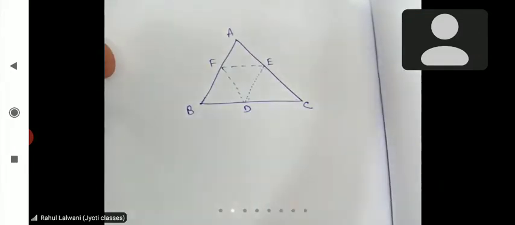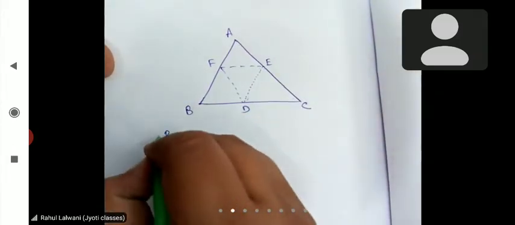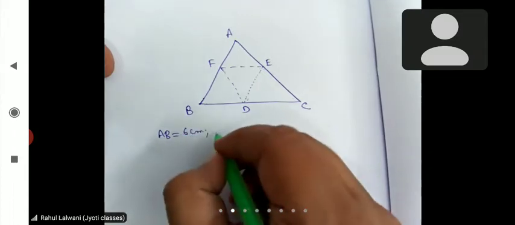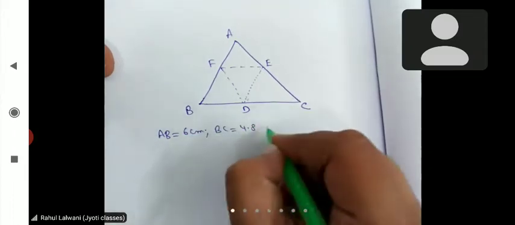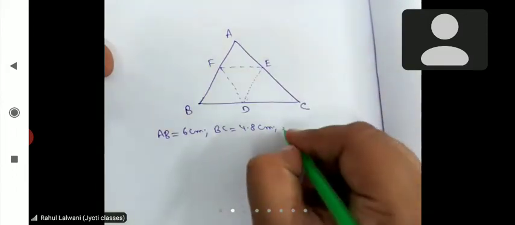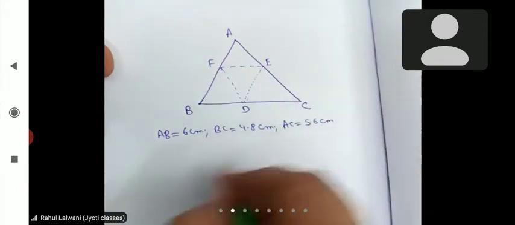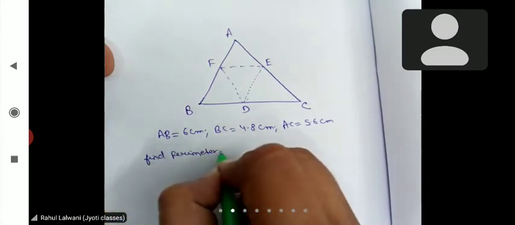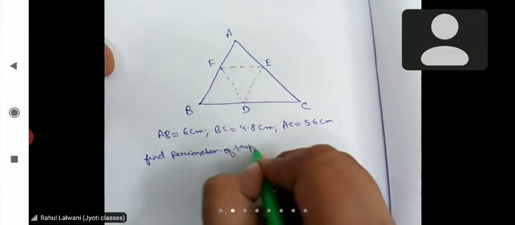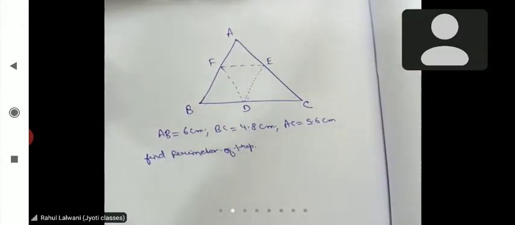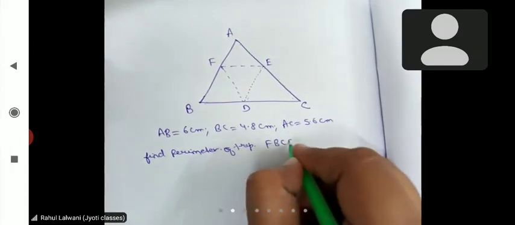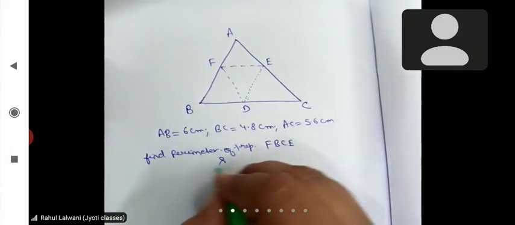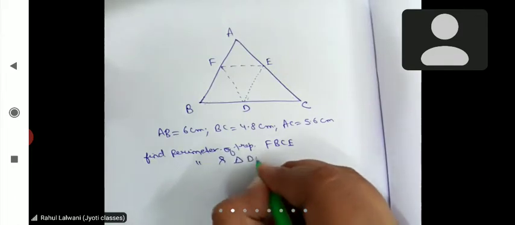In this question, they have given you the dimensions. For example, AB is equal to 6 centimeter, BC is equal to 4.8 centimeter, and AC is equal to 5.6 centimeter. You have to find the perimeter of trapezium FBCE and the perimeter of triangle DEF.